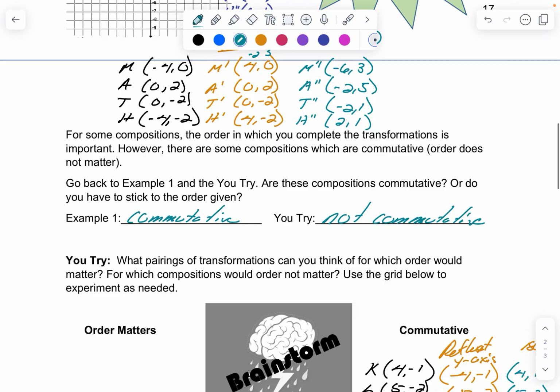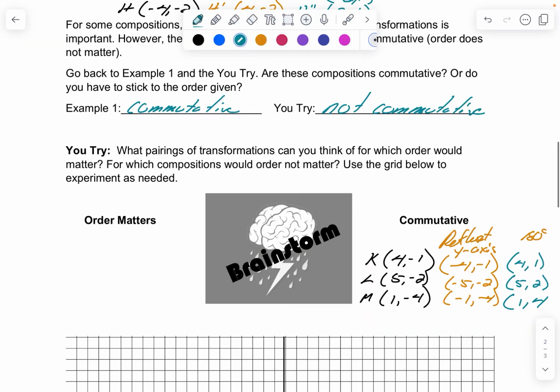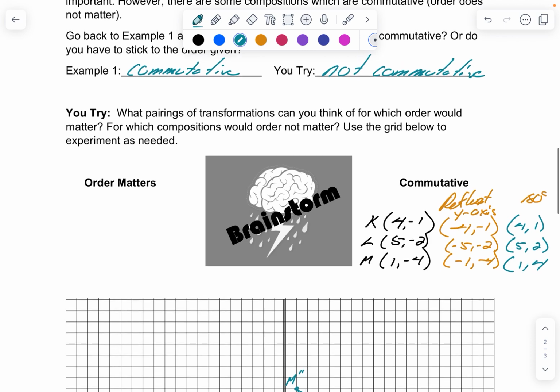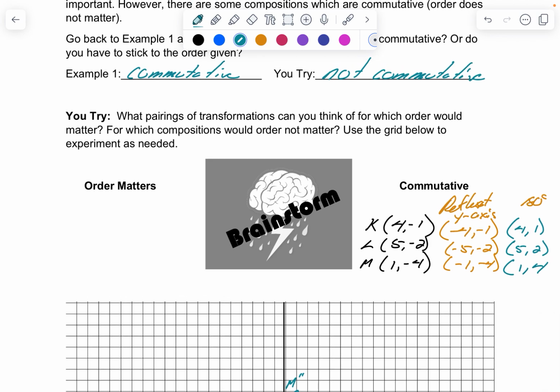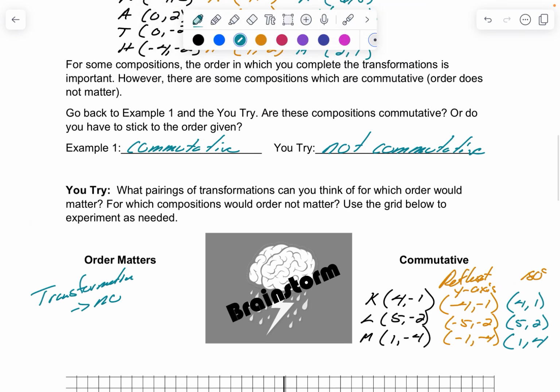Maybe example 1 was because it was like the 180 and a reflection, versus the second one, we were moving it around. We were doing that glide. Okay. So which do you think, I think when we have a translation, it's more likely not. Okay, when we're doing that slide, it's probably not going to work.